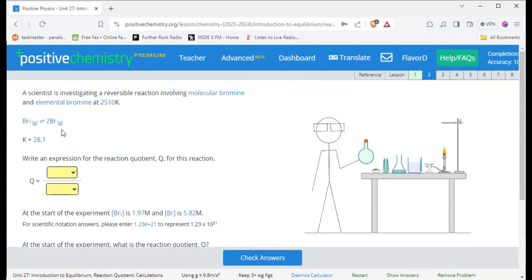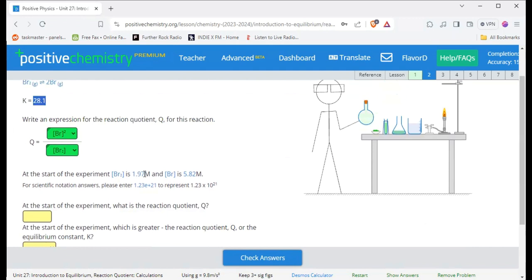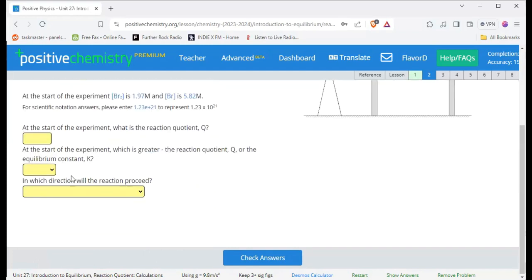We'll try this one. K is 28.1. This will be Br squared over Br2 to the first. And what is the reaction quotient? It'll be this. See here. This on the bottom to the first, and this will be squared on the top. And I don't feel like doing it, but you can.